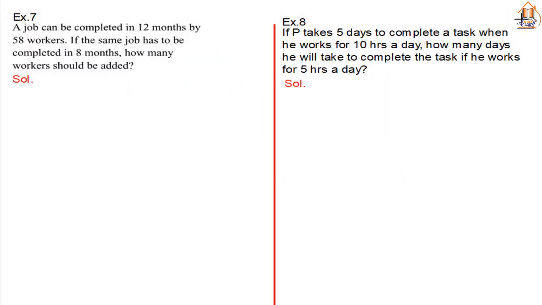Now let's go to example 7. Example 7 says that a job can be completed in 12 months by 58 workers. If the same job has to be completed in 8 months, how many workers should be added? This question is an inverse variation question. First of all, we have to express ourselves mathematically. We need to find the number of workers to be added. Let x be the number of workers to be added.